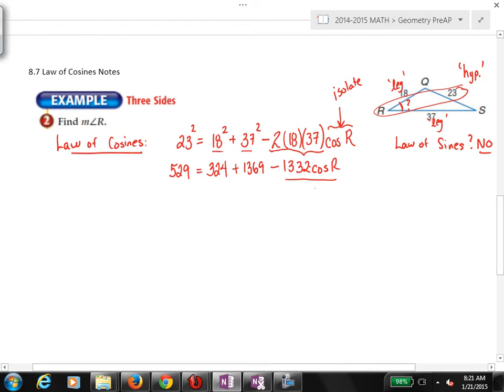So be very careful when you're simplifying this. The only like terms are this one right here and this one right here. The 1332 has that times cosine attached, so you can't combine it with these two. So go ahead and combine these two and tell me what you get.